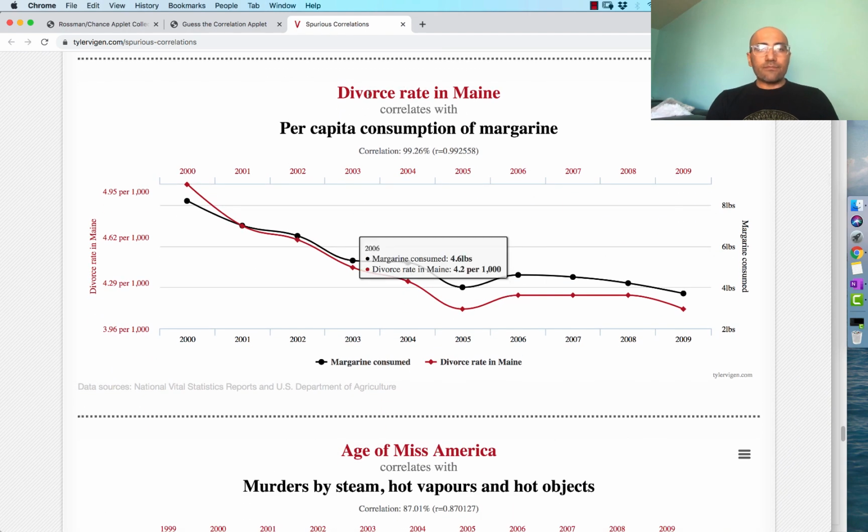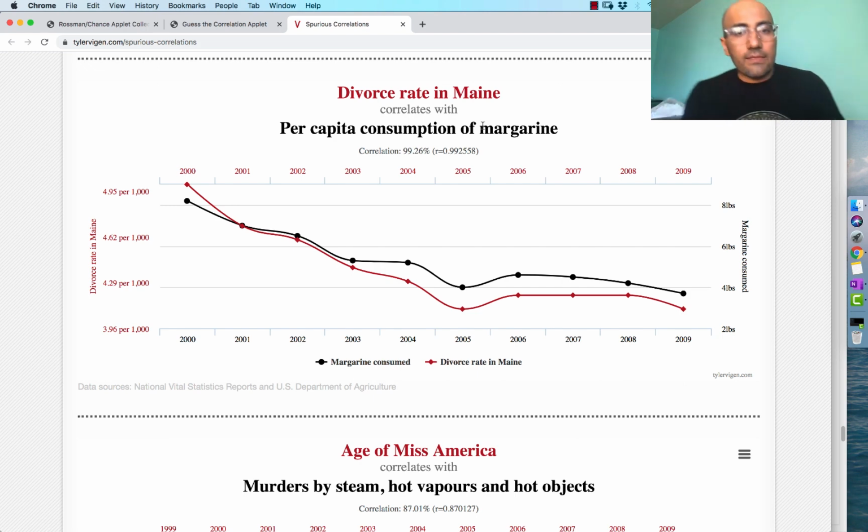Here's another silly one. Divorce rates in Maine and per capita consumption of margarine. Completely silly to think that one causes the other, but they are strongly correlated. Look at this, 0.9925, a very, very strong positive linear correlation. So when per capita consumption of margarine increases, the divorce rates increase, right? More margarine means more divorces.